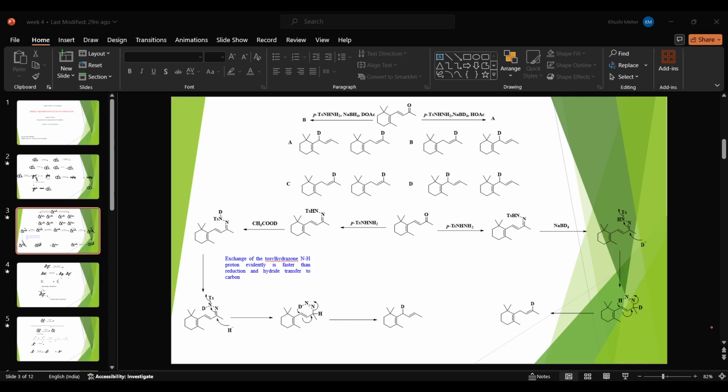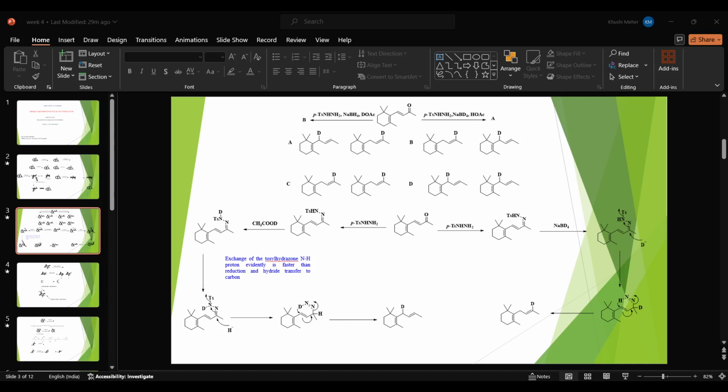After that, what will happen? An SN2-type reaction will happen. Our N2 group will be removed as N2 gas, and this hydrogen will migrate. Our alkene will migrate to the corresponding isomeric alkene, and we will get the deuterium in this position, that is position 1.